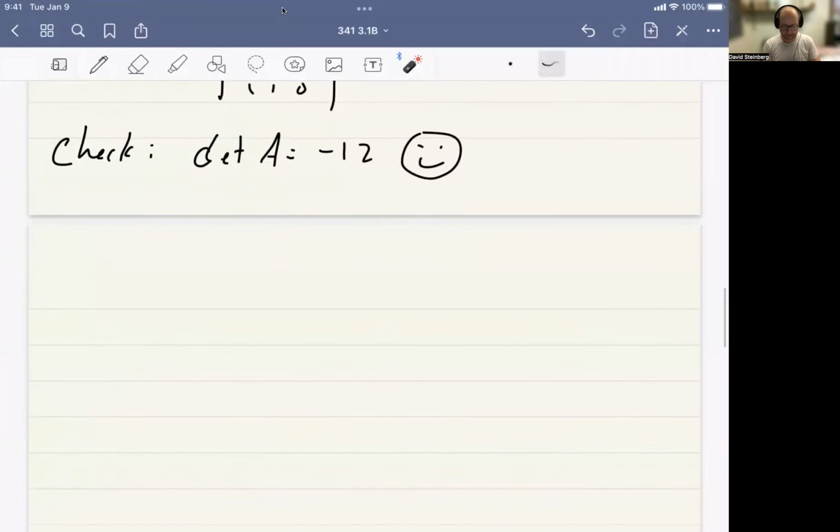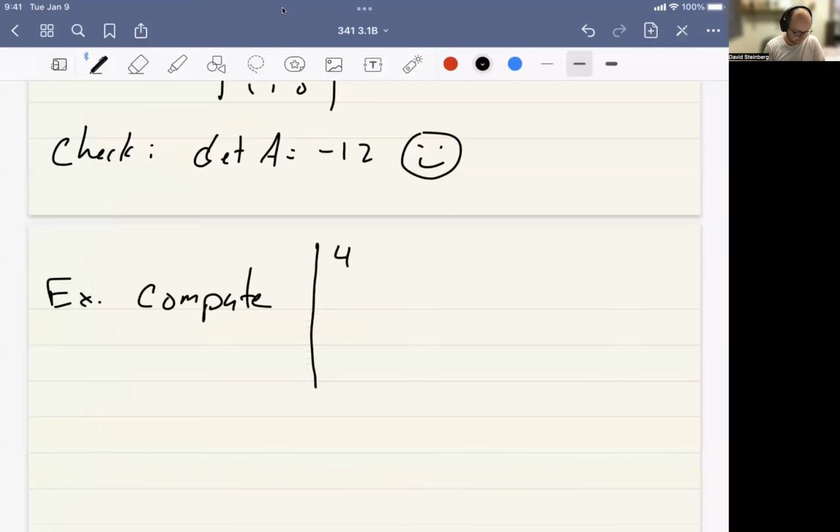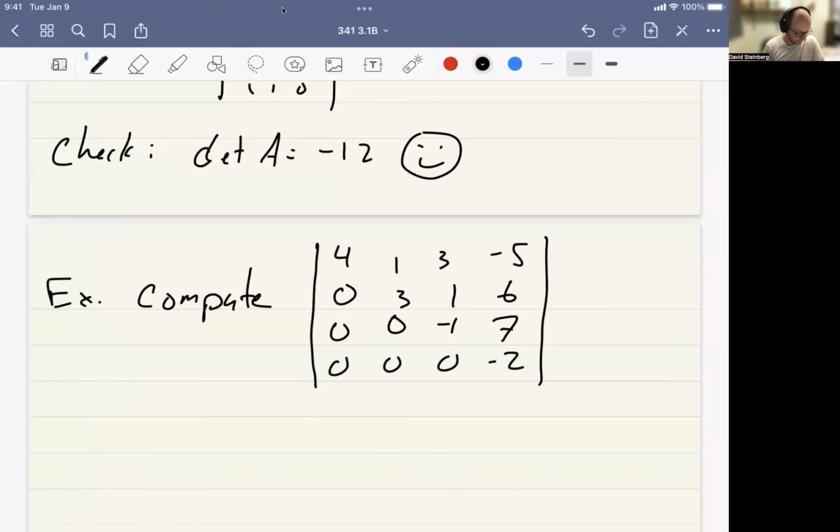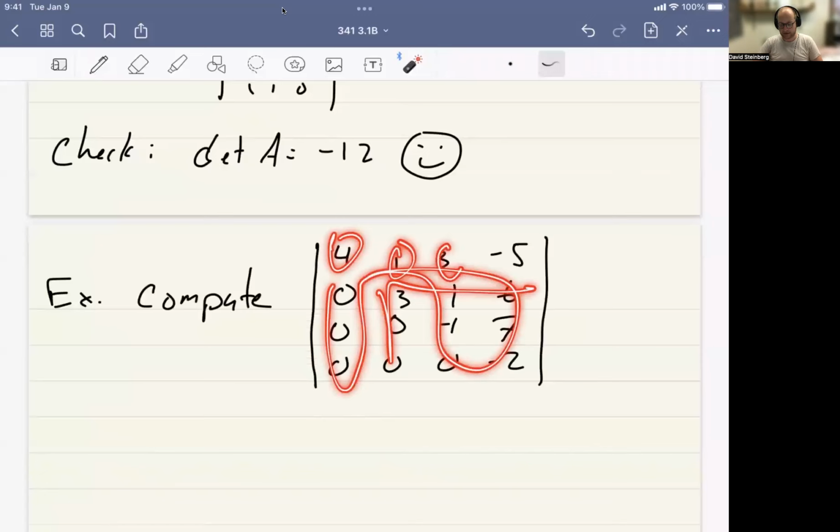Okay, let's do another example. Maybe we want to compute the determinant of the matrix with rows 4, 1, 3, negative 5; 0, 3, 1, 6; 0, 0, negative 1, 7; 0, 0, 0, negative 2. If we were just staying at the definition, we would definitely have to compute 4 3x3 determinants, right? We would do 4 times that matrix, 1 times the determinant of this matrix, 3 times the determinant of, and so on and so forth, right?